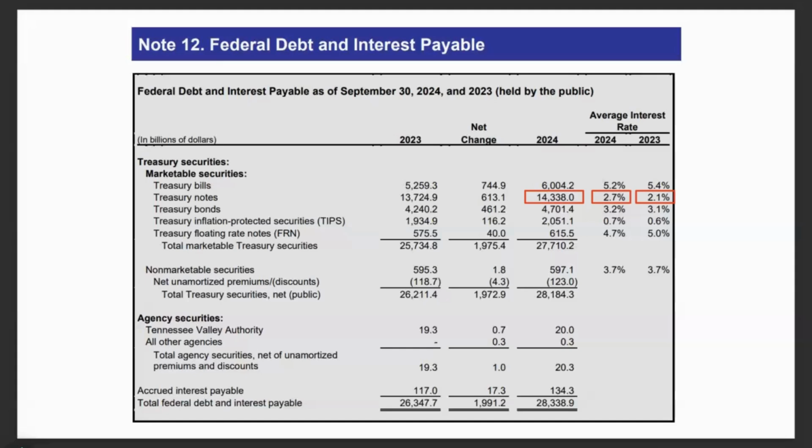So this is the summary of total Treasury securities, net held by the public, 28.184 trillion. That's as of September 30th, 2024. As of today, it's over 30 trillion. You probably read headlines about US debt passing 30 trillion.